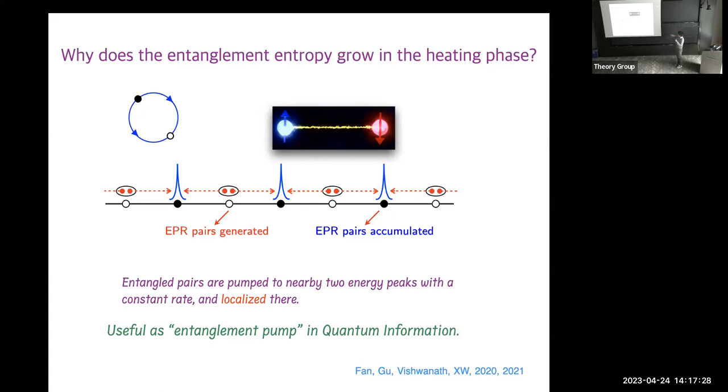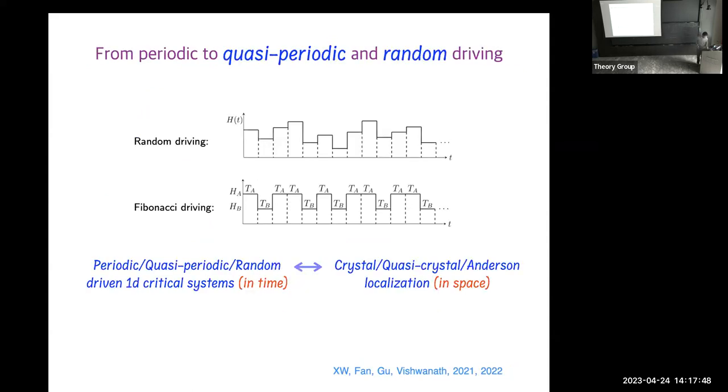So this means as we drive the system, we are actually pumping some entangled pairs and splitting them to different locations in space. So we call it something like an entanglement pump. But this is an intuitive picture for the linear growth of entanglement entropy. Later we studied this periodic driving. We also studied random driving and quasi-periodic driving. This problem can be mapped to crystal, quasi-crystal, and Anderson localization in solid state physics. There is some mapping.